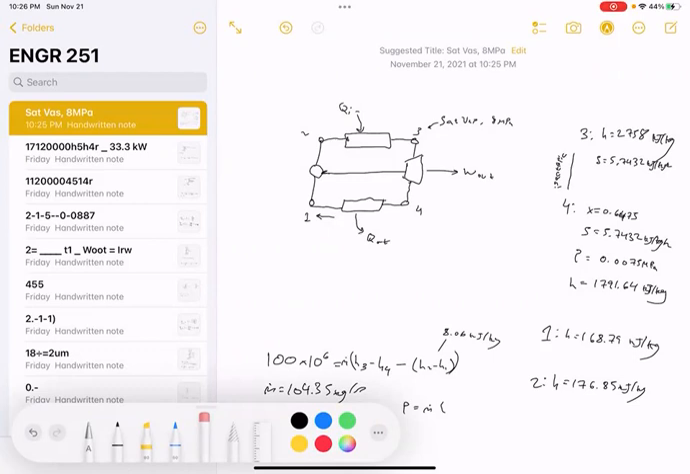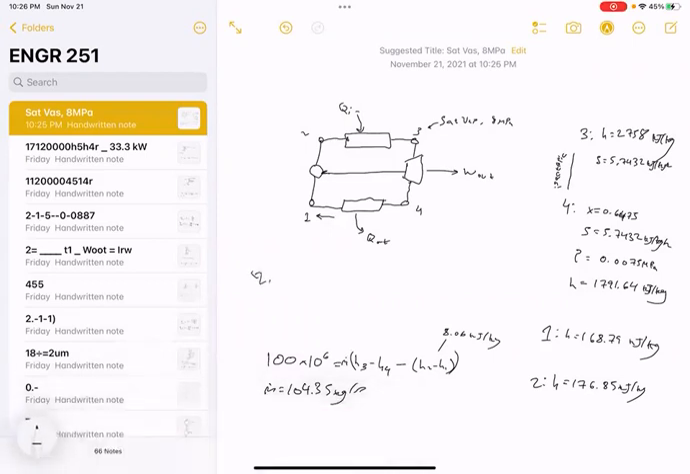So what else do they ask us to do? Find the mass flow rate. Oh yes, the thermal efficiency. That's why we found the mass flow rate. Okay, the thermal efficiency, eta T, equals our net work, which is 100 megawatts, divided by Q in.